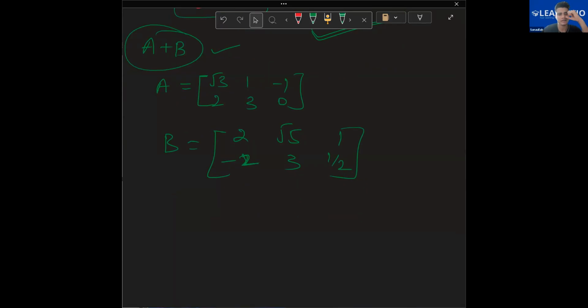So you also know scalar multiplication. Let's say in this question, if you have to find 5A and find 11B. No need to write it down. No need to solve. Just tell me directly.